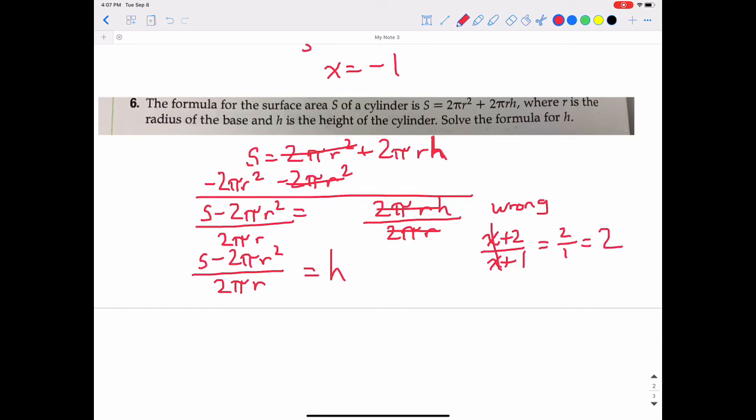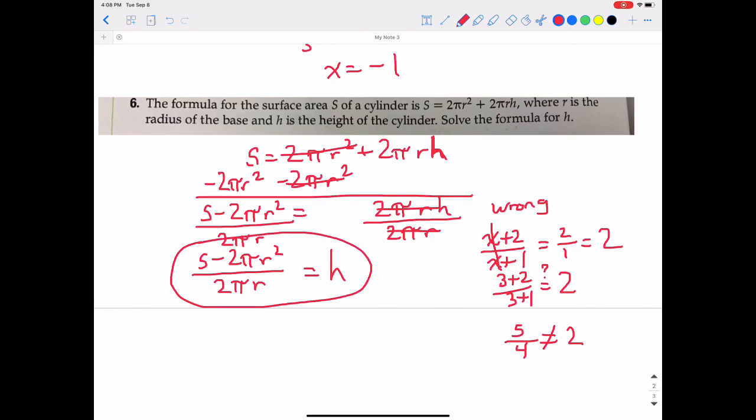So what a person would be saying is it doesn't matter what x is, the answer is always 2, and that's not true. If you pick any number to plug in for x, let's say 3, is 3 plus 2 over 3 plus 1 equal to 2? And it does not, because 3 plus 2 is 5, 3 plus 1 is 4, and that is clearly not a 2. So that's why this is the correct answer. There's nothing else to simplify.